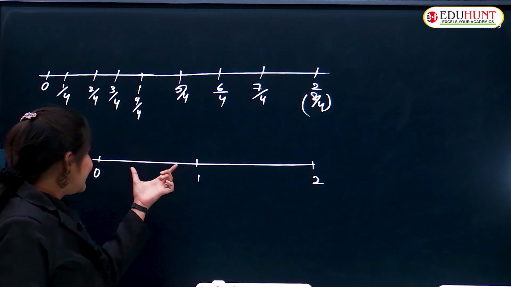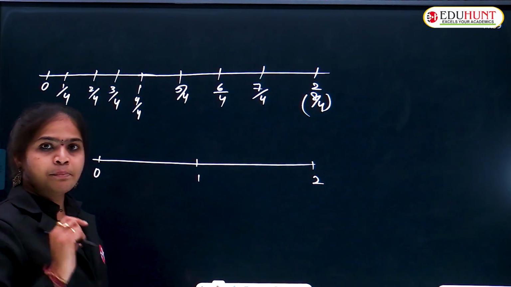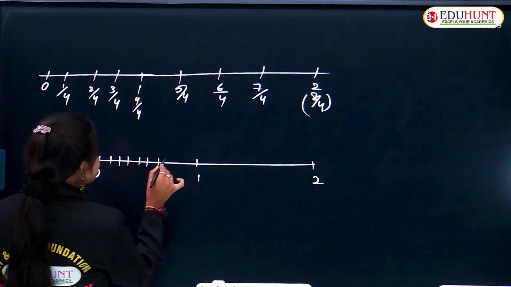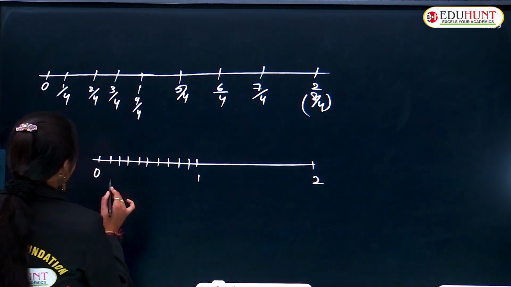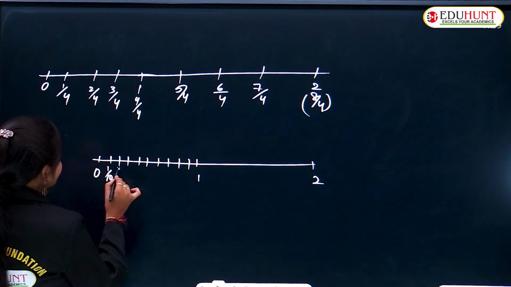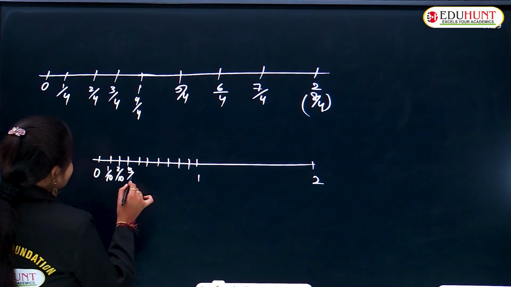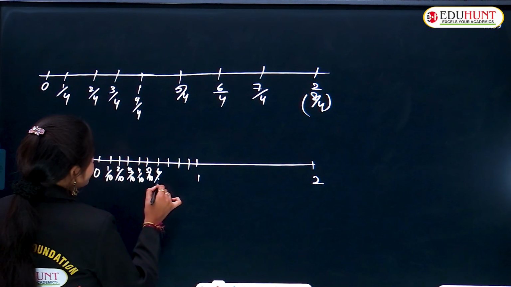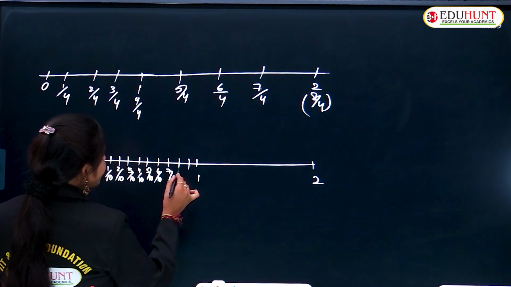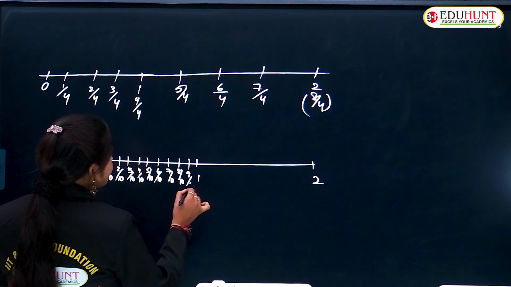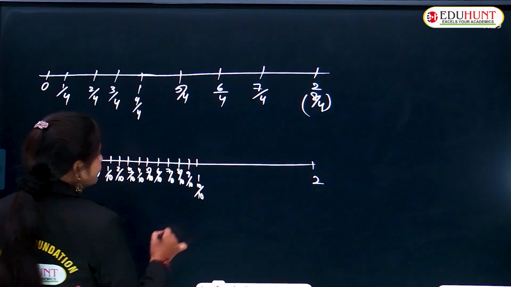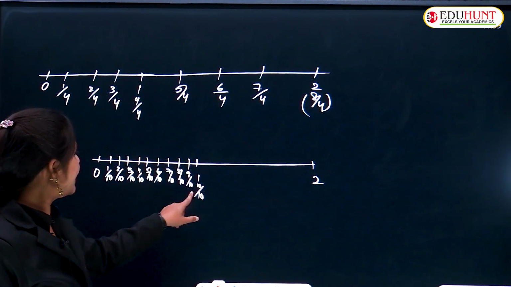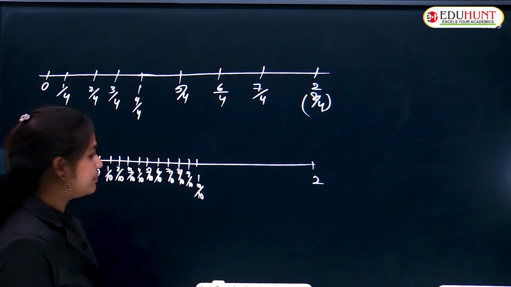Each part I want to divide into 10 parts: 1, 2, 3, 4, 5, 6, 7, 8, 9, 10. 1 by 10, 2 by 10, 3 by 10, 4 by 10, 5 by 10, 6 by 10, 7 by 10, 8 by 10, 9 by 10, 10 by 10. How will you get clarity? 10 by 10 we know is 1. So, at the place of 1 we got it as 10 by 10.